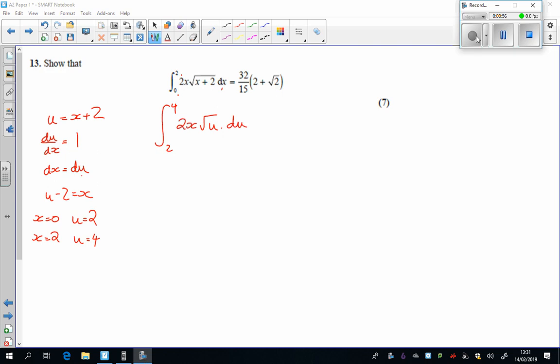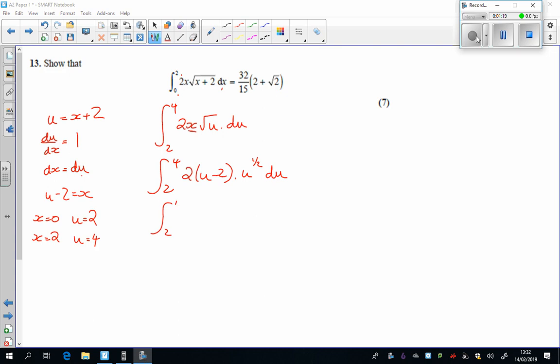That doesn't look too bad. Don't like this x here though, so let's get rid of that. So I've got the integral between 2 and 4 with 2 lots of u minus 2, and rather than writing u square rooted, I'm going to write u to the half du. And we've got our mark there because everything's in terms of u.